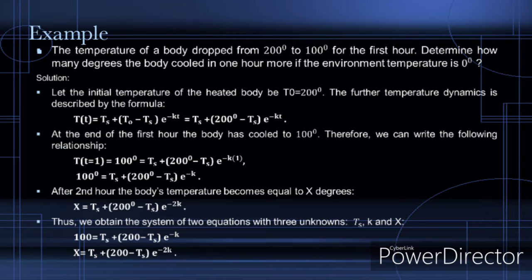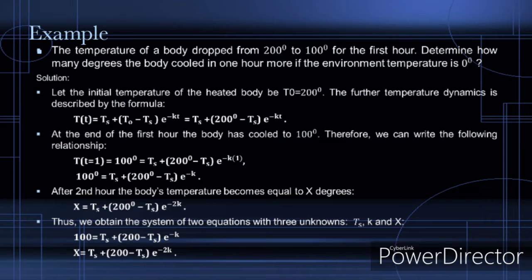Therefore, we can write the following relationship. We have T(t) at t equals 1, which is the first hour, is equal to 100 degrees, equals T sub S plus (200 degrees minus T sub S) times e to the power of negative k times 1, which is the first hour. And the next is 100 degrees equals T sub S plus (200 degrees minus T sub S) times e to the power of negative k.